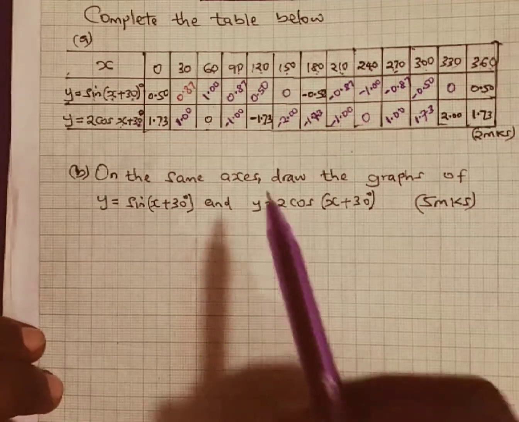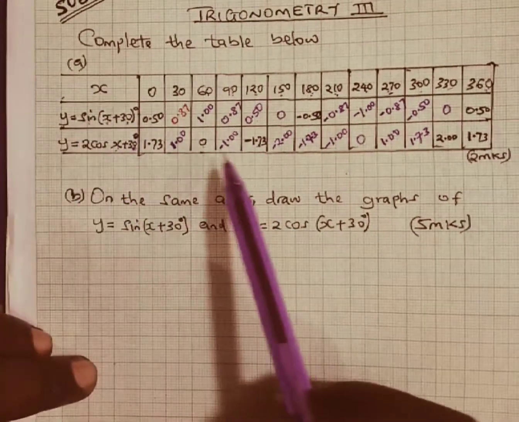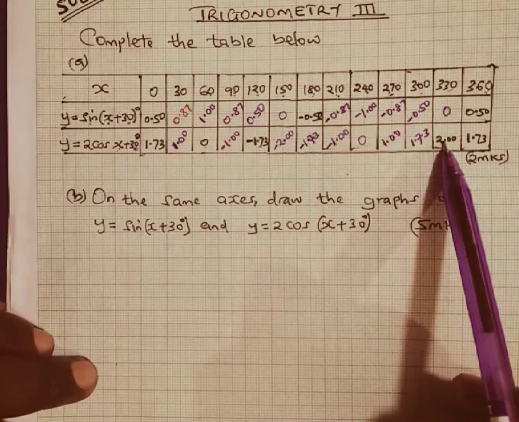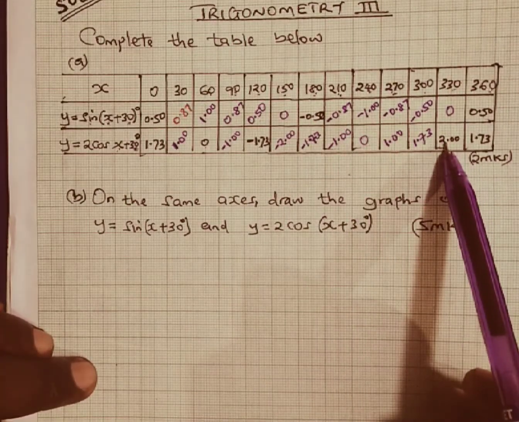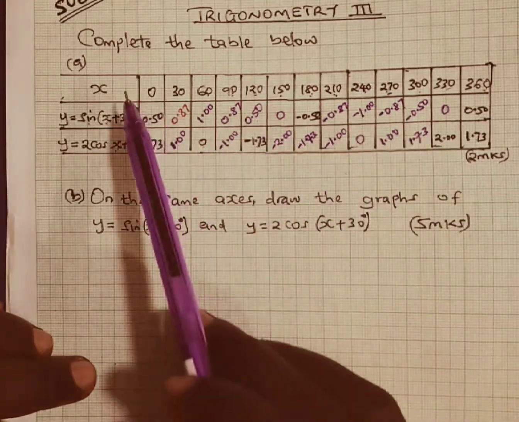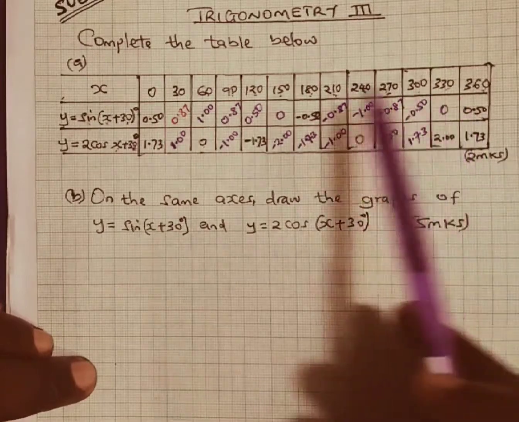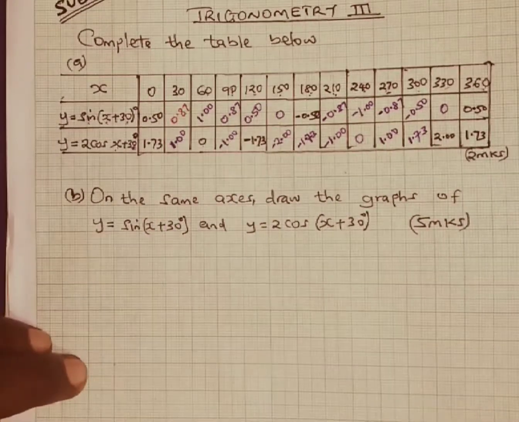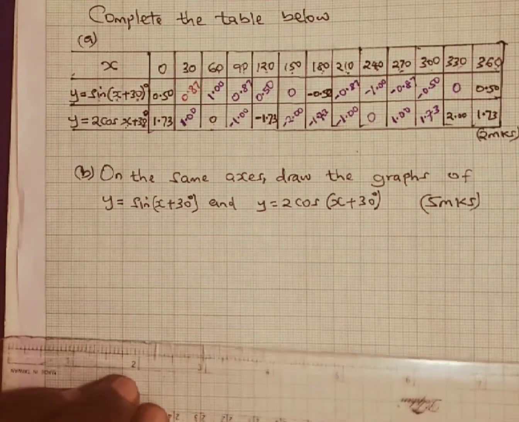If you look at the Cartesian plane, from the table we have x and y, and the highest value of y here is 2 for both. The highest value of y is 2, and x begins from 0 to 360. So since we do not have negative values of x, we are going to push this here.